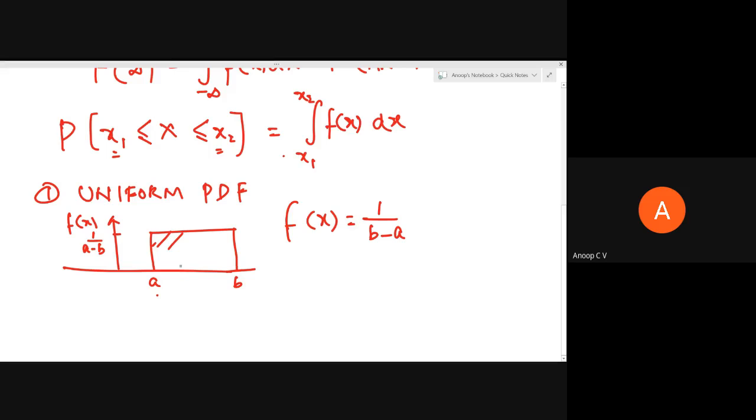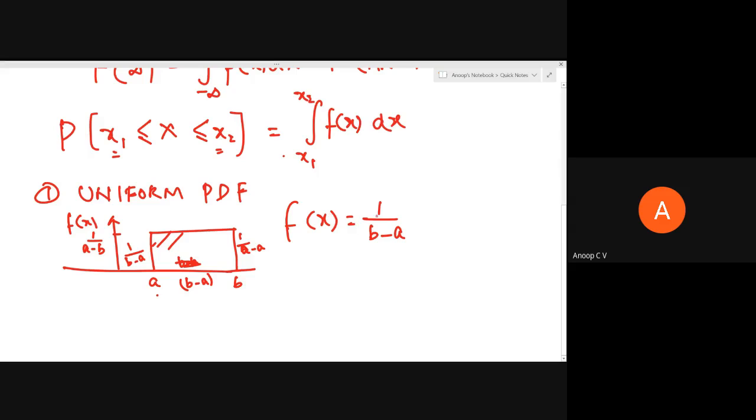So the length is b minus a, right? So the height should be equal to 1 by b minus a. Sorry, this length is b minus a, this much is b minus a. So for the area under this graph to be equal to unity, this height should be equal to the inverse of that, 1 by b minus a. So when you multiply b minus a and 1 by b minus a, you will get the area of the rectangle to be equal to 1.